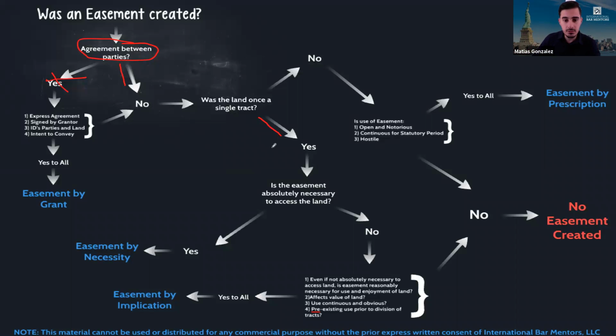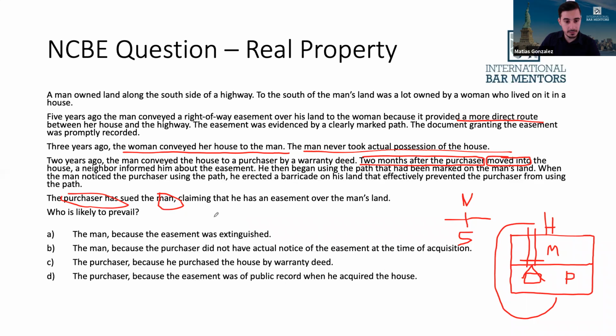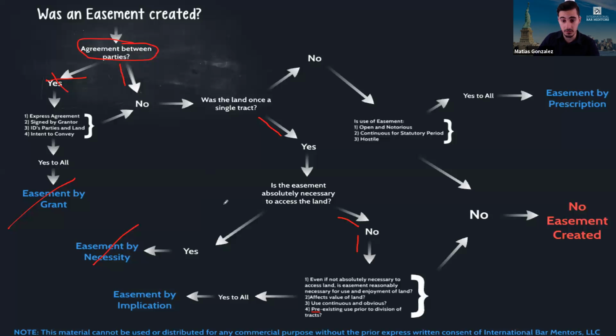So let's go back here. Is the easement absolutely necessary to access the land? No, it is not. So we're going to go this way. Now that we're going this way, we've already ruled out easement by grant. We've already ruled out easement by necessity, right? So just keeping that in mind, let's see, actual notice, purchaser, warranty deed, easement, public record. Well, that doesn't really help us eliminate any choices, but sometimes it will, right?